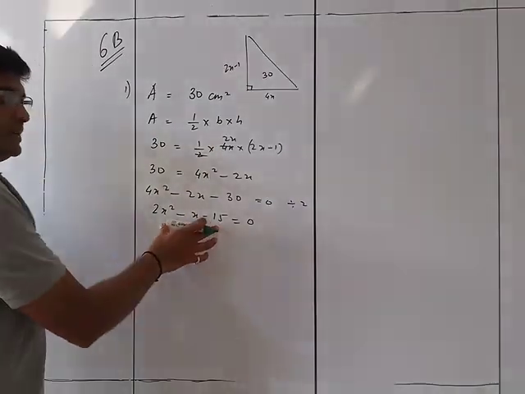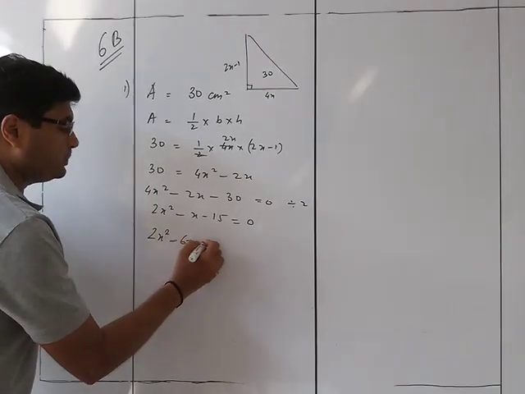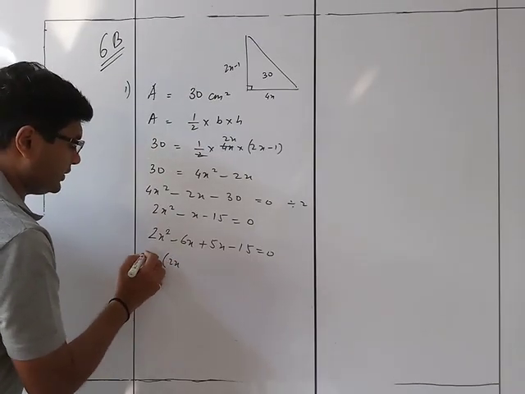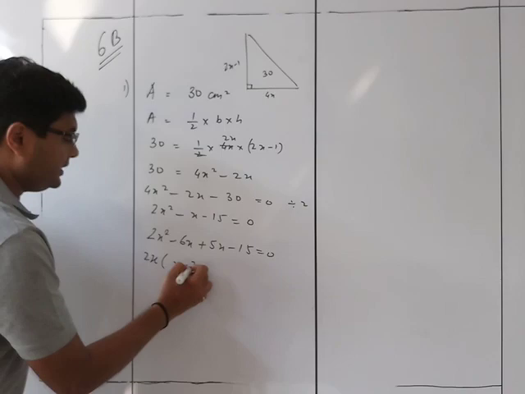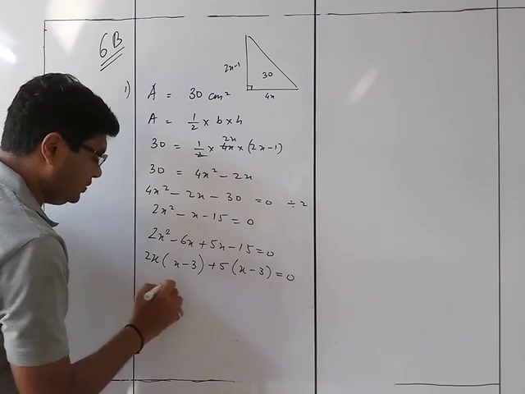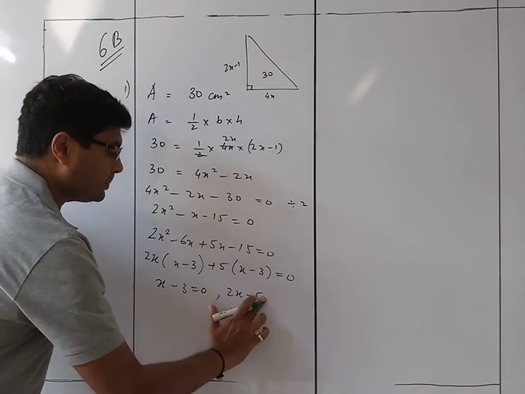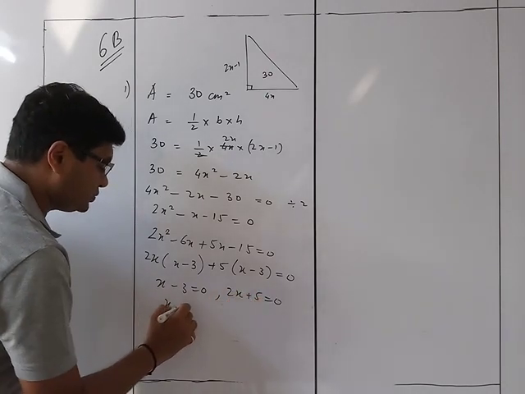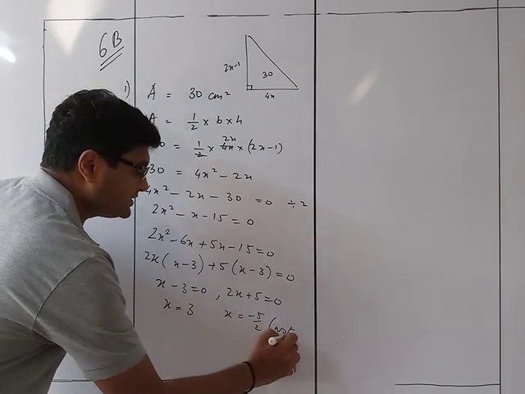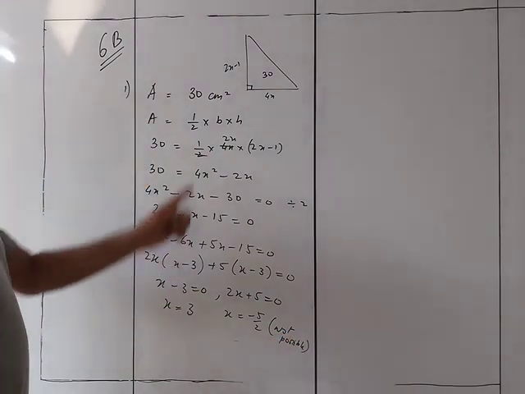So the thing is 30, so 6 and 5. So 2x square minus 6x plus 5x minus 15 is equals to 0. 2x into x minus 3 plus 5 into x minus 3 is equals to 0. So x minus 3 is equals to 0 and 2x plus 5 is equals to 0. So x is equals to 3 and x is equals to minus 5 upon 2, which is not possible because the sides cannot be negative. So accordingly x is equal to 3.